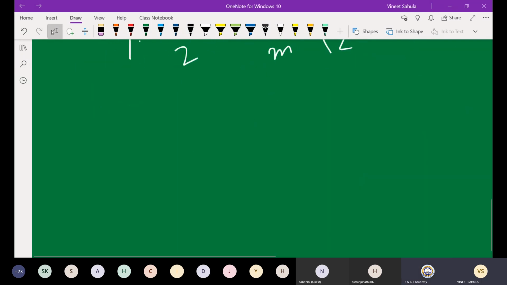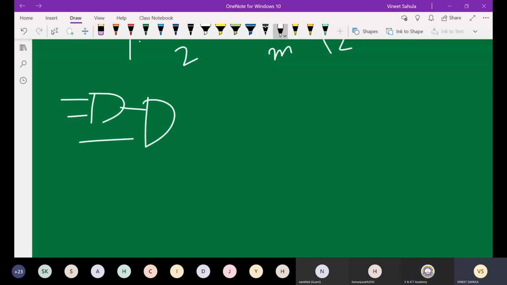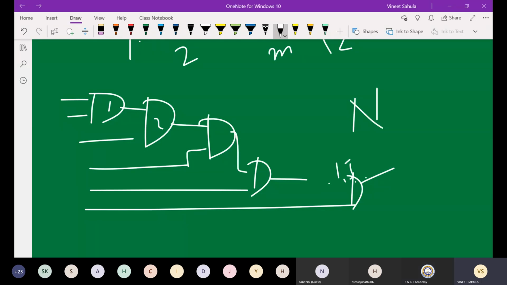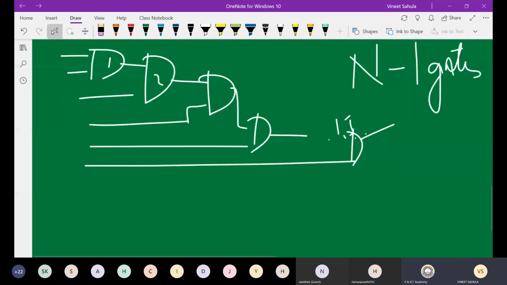But if I implement it another way, I have 2 inputs here. The third input goes to the next gate. Fourth input goes to the next gate. The fifth goes into the next gate, and so on up to the 16th input. I'm still using numbers 1, 2 up to 15. I'm still using n minus 1 gates. Is that okay? I'm still using n minus 1 gates.